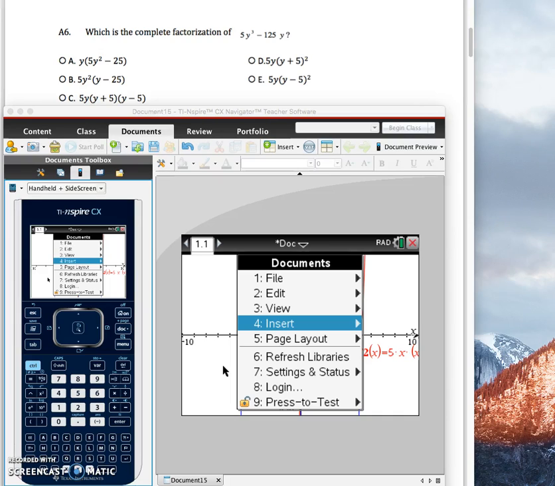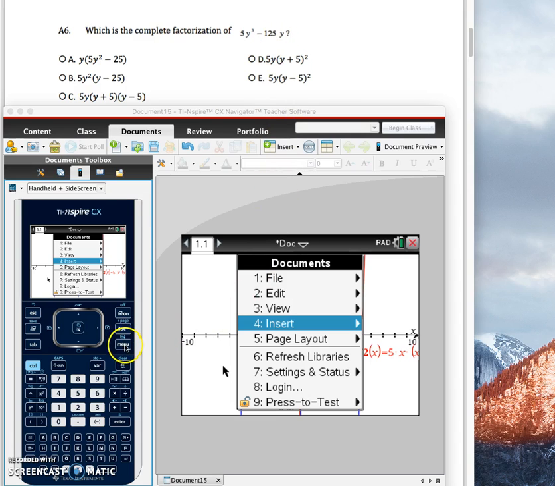Okay, what we're going to do here is completely factor 5y cubed minus 125y. We could mathematically work this out and get the answer, but let's say we couldn't do this. Whenever you factor anything, it's still exactly the same thing that it was before. So think about the graph being the exact same thing, just written differently.